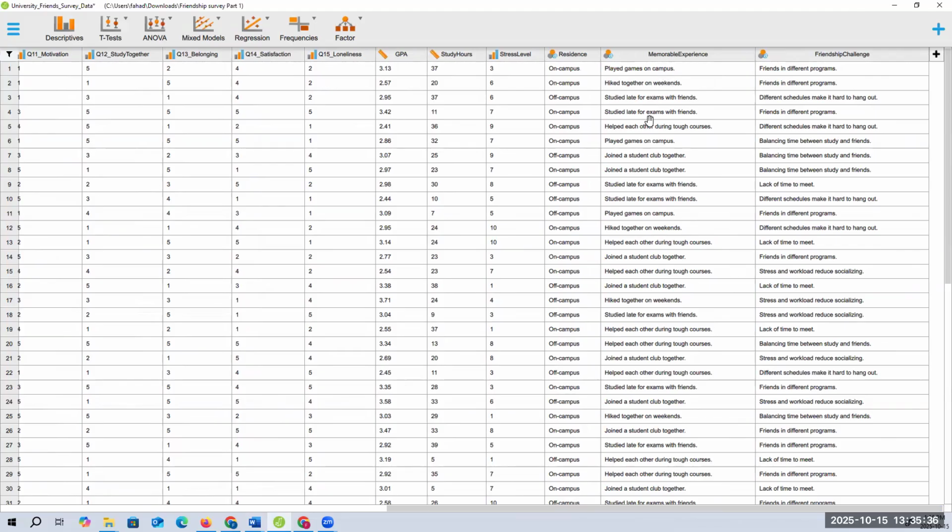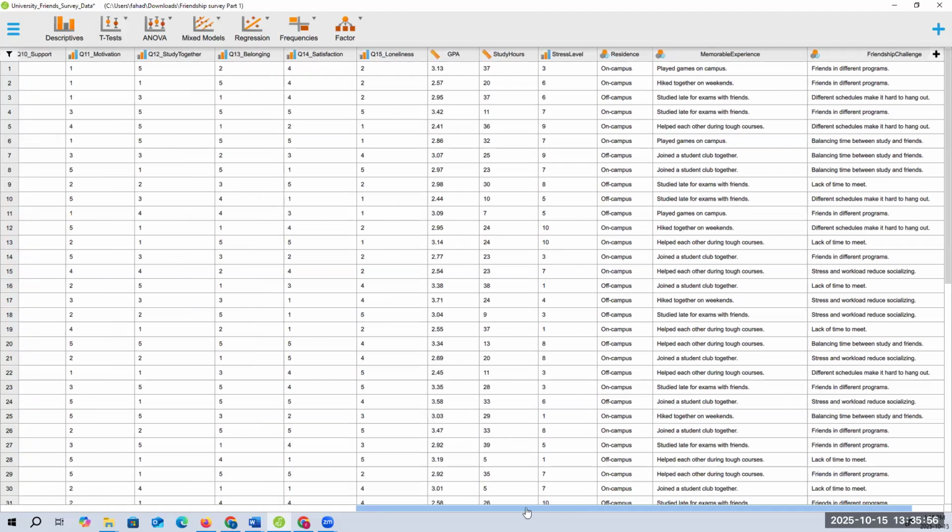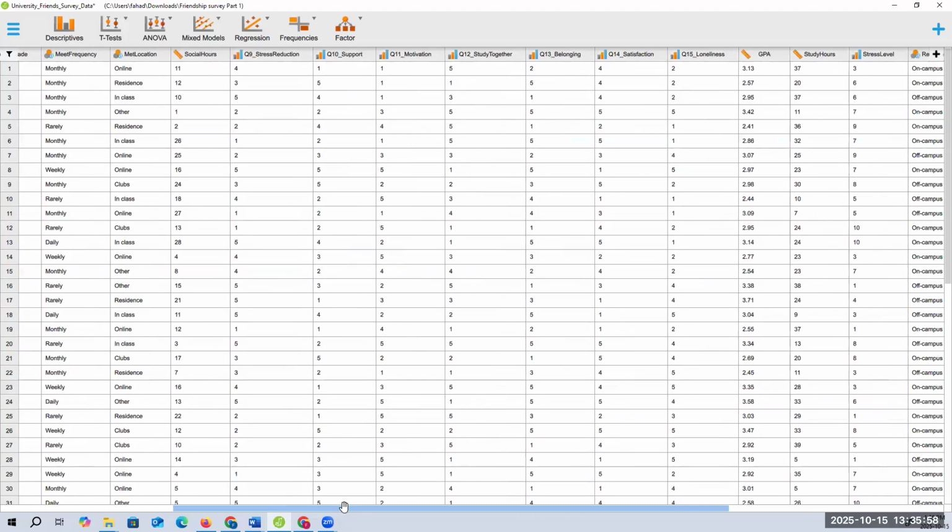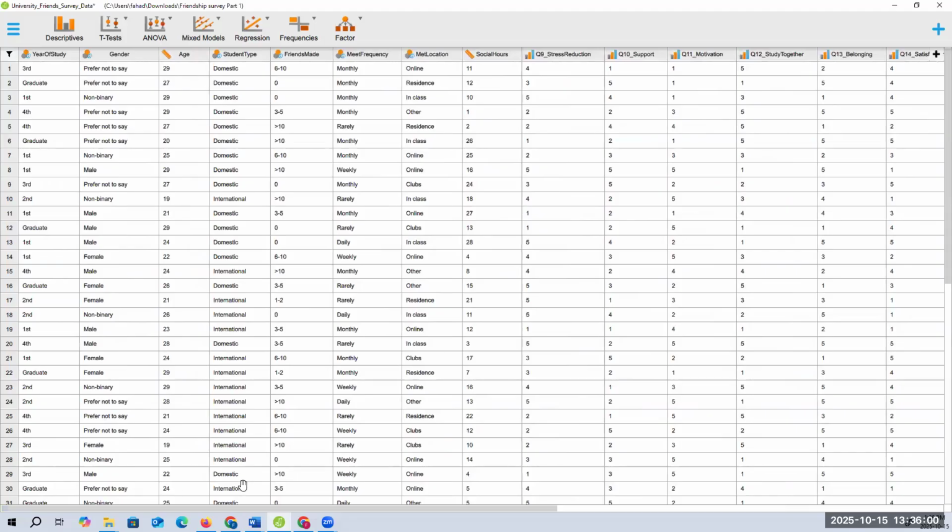Memorable experience: played games on campus, join a student club together, hike together on weekends. Friendship challenge: friends in different programs, balancing time between study and friends. Well, that was a common thing I had in my undergraduate university years, balancing time. Different schedules. Oh, that's a good point. Different schedules make it hard to hang out. So there you have it in terms of the survey data.